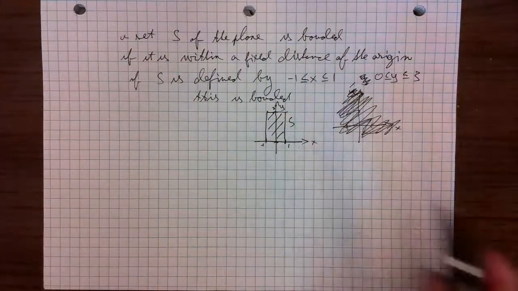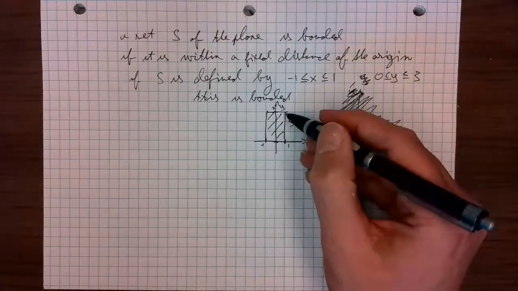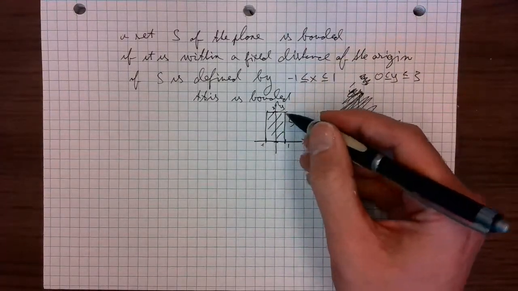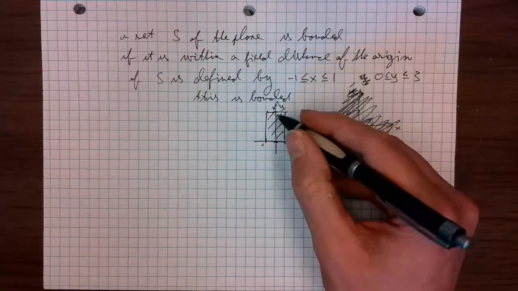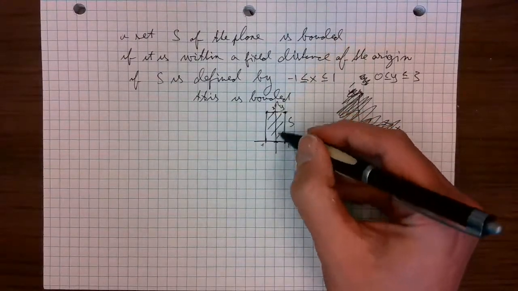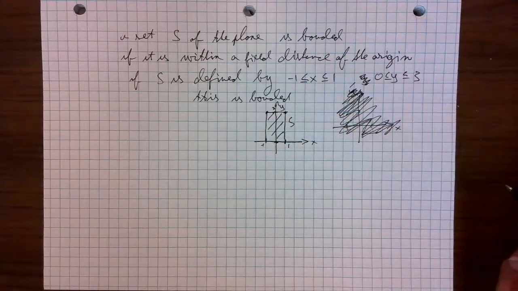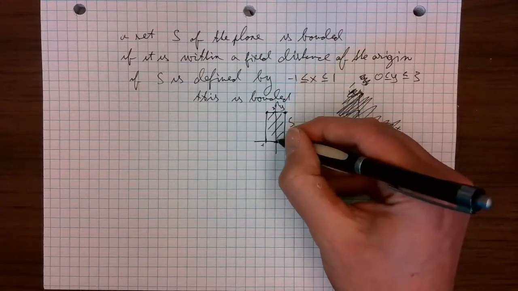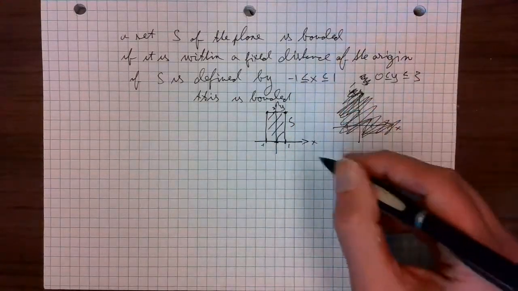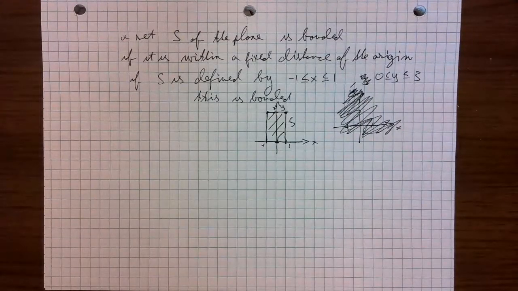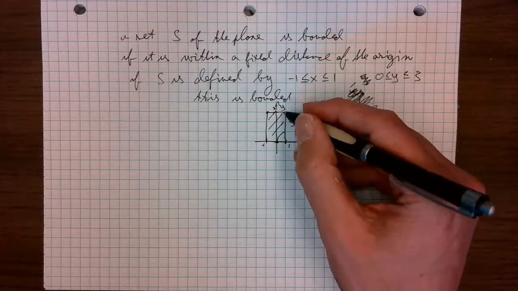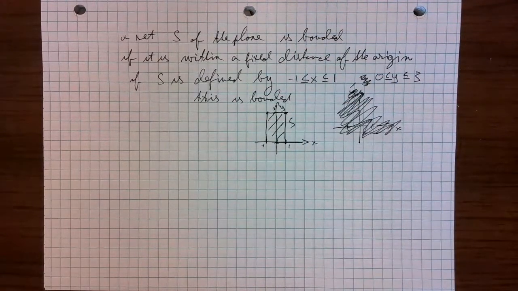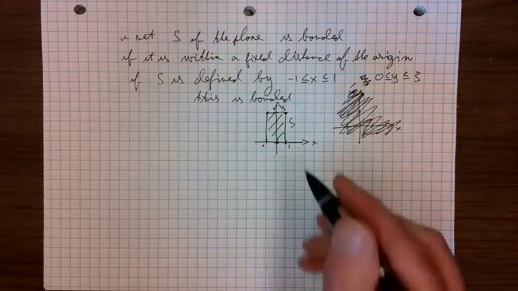Now that's bounded because it's all within a certain fixed distance. You can see that these points are the ones that are furthest away from the origin, and the distance over here is the square root of 1 squared plus 3 squared, so square root of 10, right? So everything is within square root of 10 of the origin.